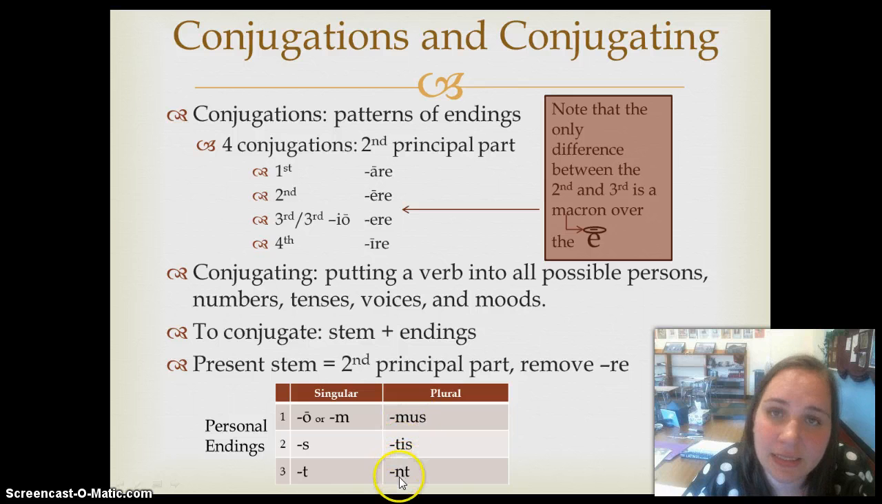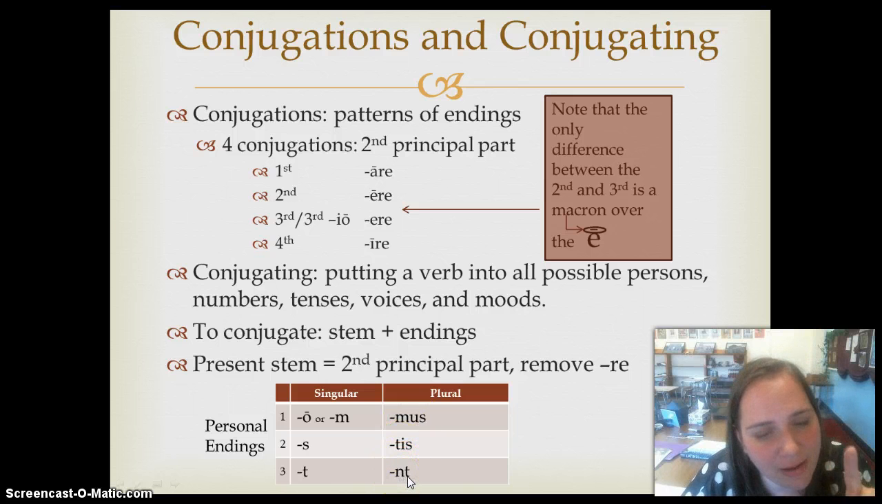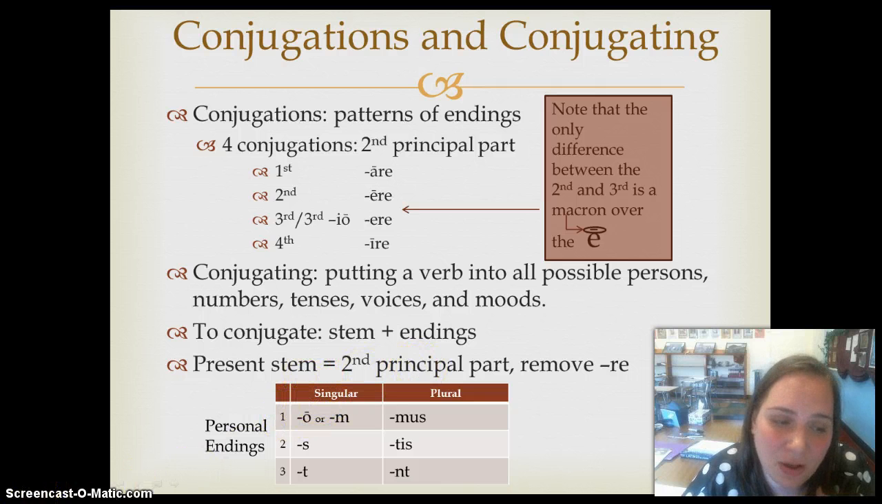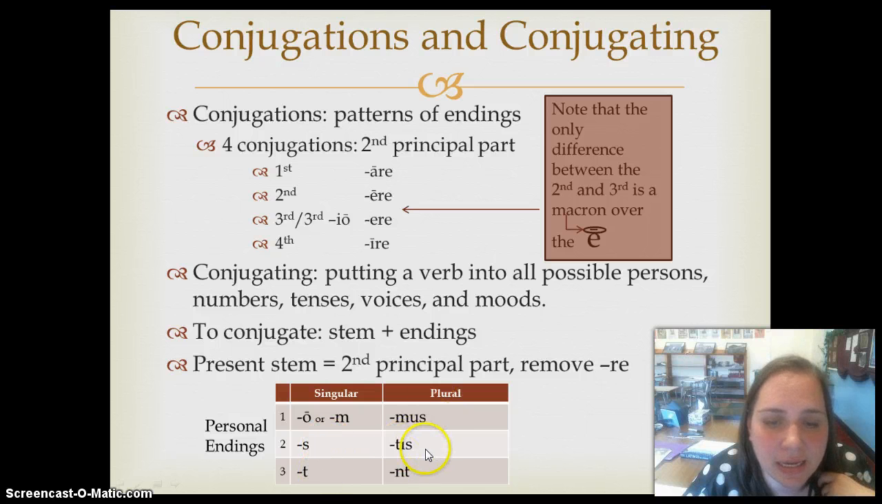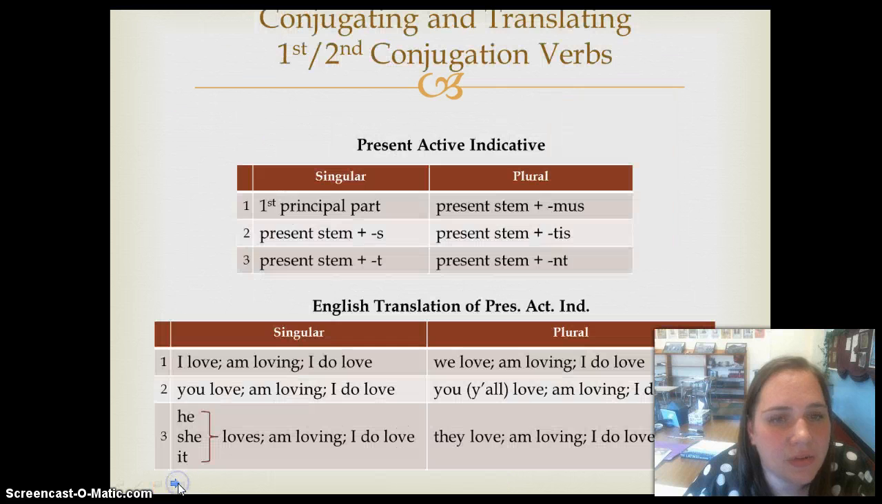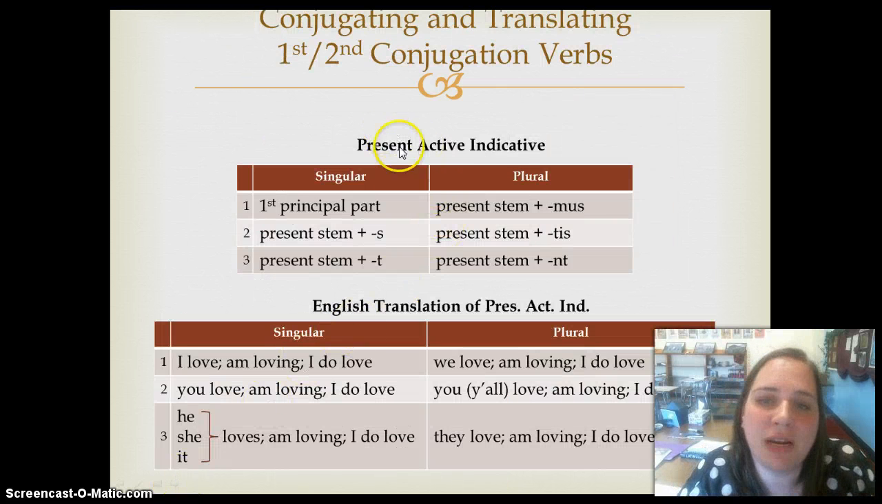s, st, t, mus, tis, nt. Now let me also just clarify one quick thing. The first person singular present active indicative is in fact, as we saw on the previous slide, the first principal part. So what you need to form the second and third singular, first, second, and third plural is the present stem plus these endings, okay? All right. Let's remind you of how to do this. Present active indicative is the first principal part in the first person singular, and then all of the rest of the forms use the present stem plus the personal endings, okay?